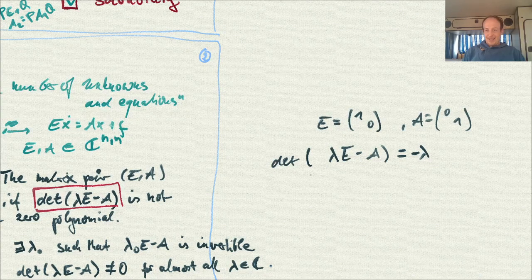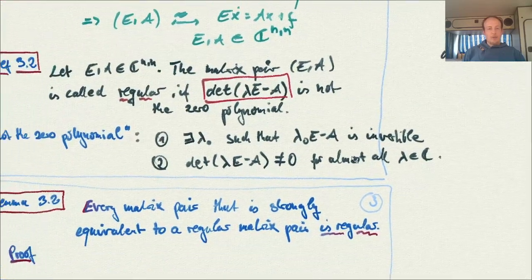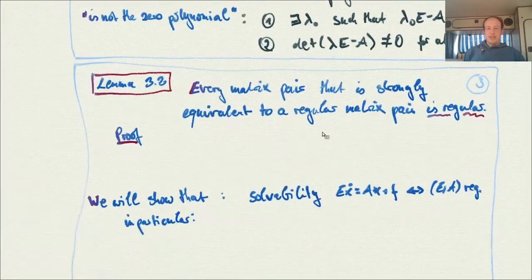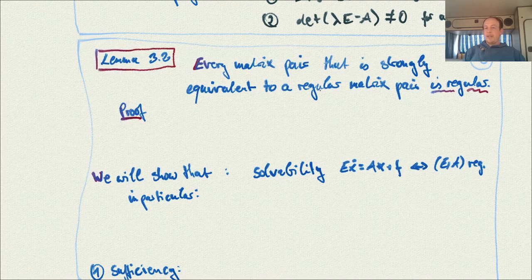So that's what you get here. All right. And this is regularity. And the next thing that we show is that this regularity is invariant under strong equivalence. So meaning that if we apply the strong equivalence to a matrix pair and we get a regular matrix pair, then the matrix pair that we started with is regular too. In mathematical terms, in this lemma, this means that every matrix pair that is strongly equivalent to a regular matrix pair is regular.